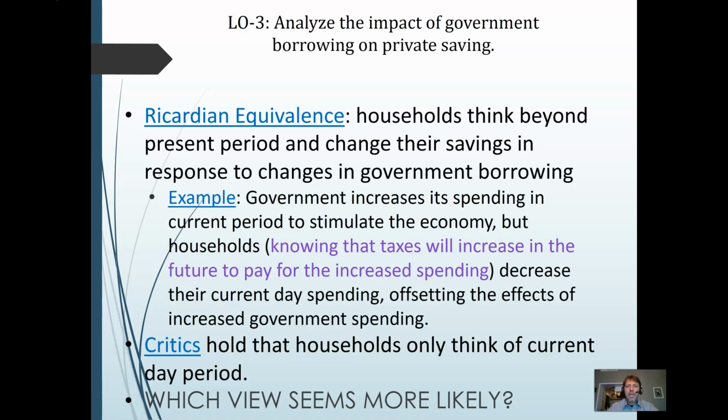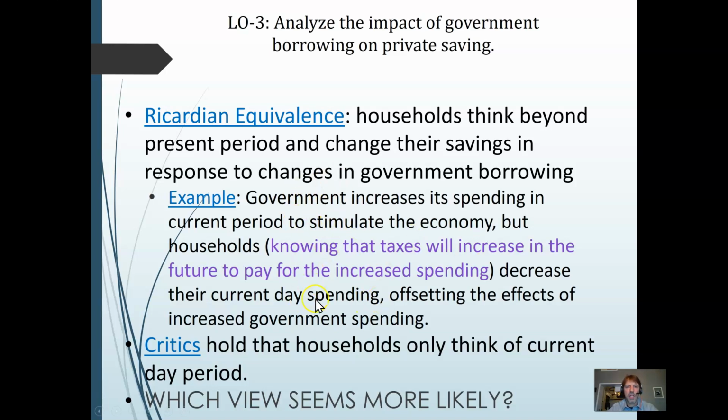An example would be that government increases its spending in a current period to stimulate the economy, like right now. Households, though, knowing that taxes will increase in the future to pay for all that increased spending, don't spend as much money today. They offset the effects of that increased government spending by diminishing their own current spending, holding that money, knowing that the bill is going to be paid later, if you will.